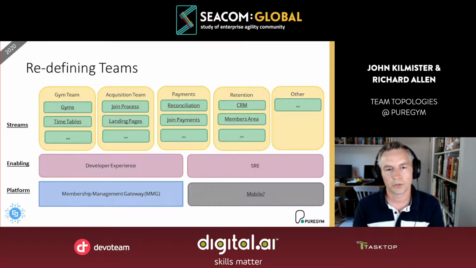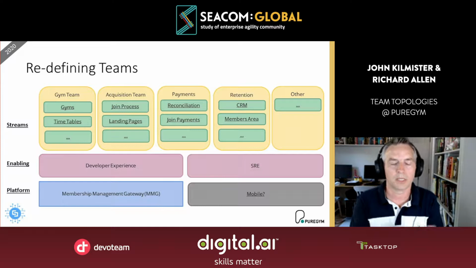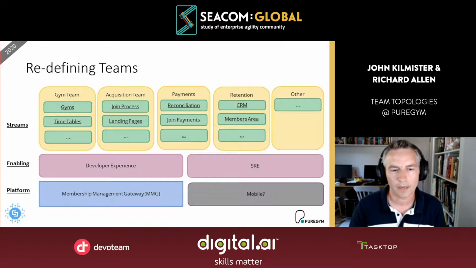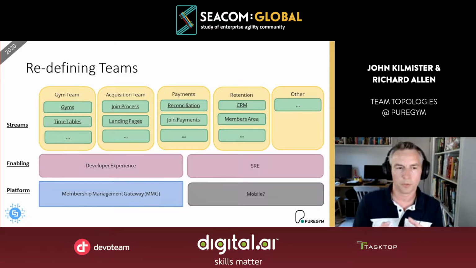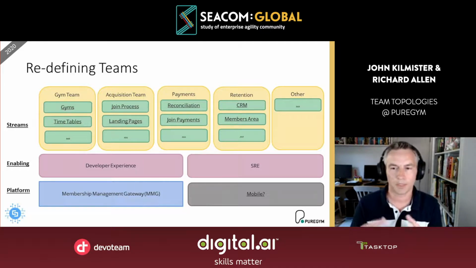We also looked at introducing some enabling teams, so SRE and DevX, who were really kind of our DevOps advocates within the business, and were ultimately responsible for helping the Streamlined teams to deliver value as efficiently as they could. At the time, we also created a platform team, which is our sort of membership management gateway, which provides services to each of the Streamlined teams, and was responsible for all of the interactions and APIs that allowed those streams to access our back-end membership management system.